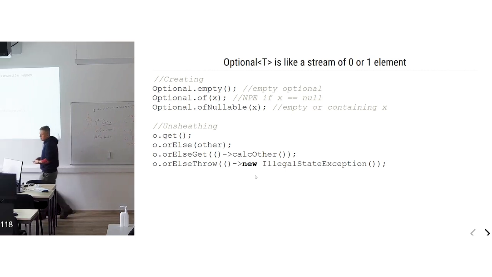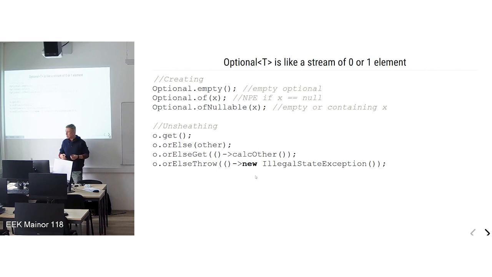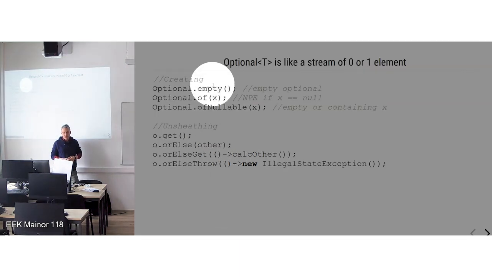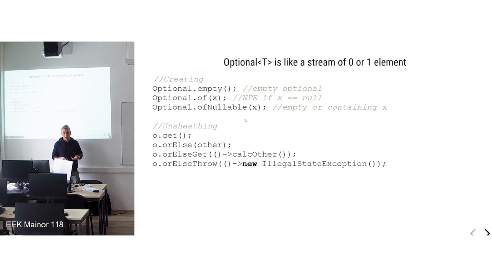So you can think of optional as a stream of zero or one element. And it has similar methods. Like creating an optional, you can create an empty optional just like you create an empty stream. You can create optional of some x value and it will throw a null pointer exception if x is null. But most probably you will create an optional using the factory method ofNullable. It will create a non-empty optional, or an empty one if x is null.